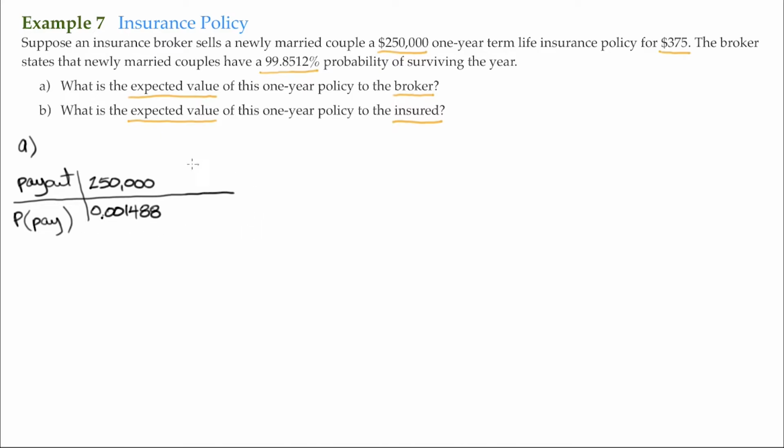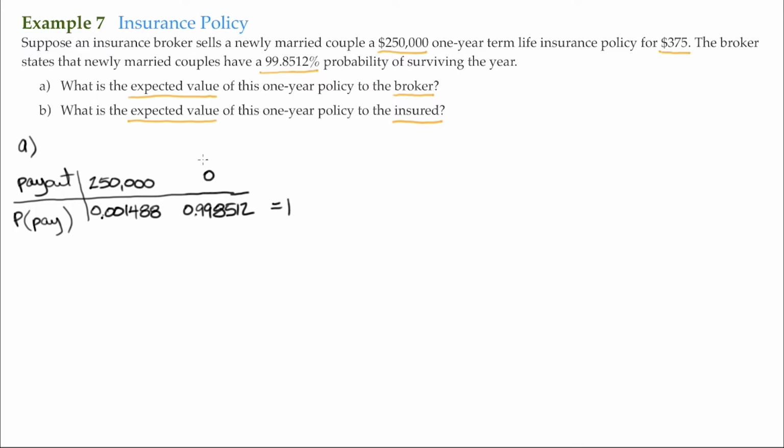Now, since this expected value is representing the broker, if the couple survives, then what is the payout for the broker? Well, he doesn't pay anything out, so that's going to be 0. So that's the key to make sure we know what is occurring. I want to represent this table that represents the expected value to a particular party. So he's not going to pay anything. And what's the chances that he doesn't have to pay anything? Well, if they survive. So that's going to be 0.998512. And of course, our probabilities should total to 1. That's a good rule of thumb to make sure that we've got everything covered.